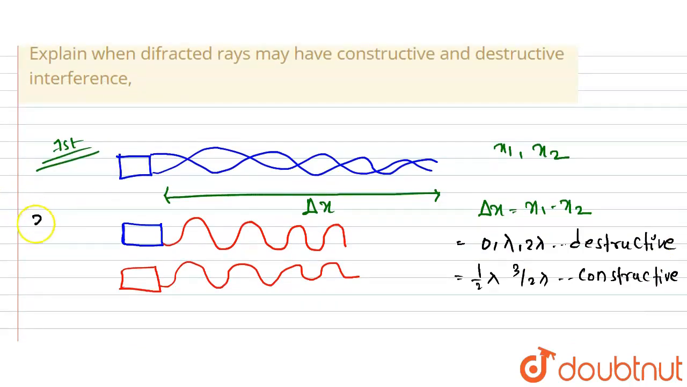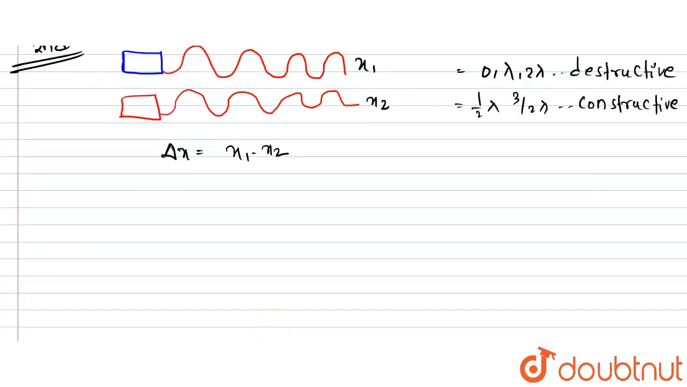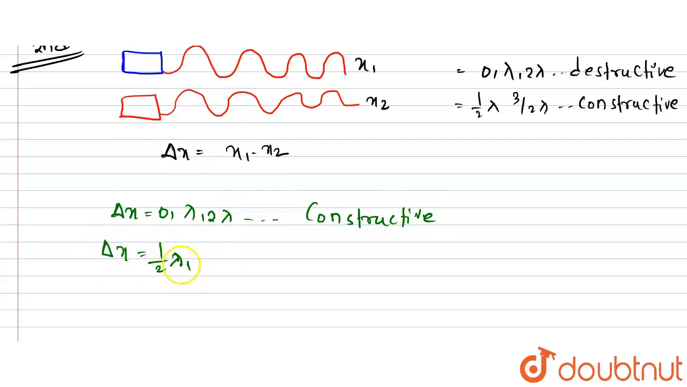But in the second case, when two waves are generating from two different sources but both of these are parallel to each other, then this will be x1 and this will be x2. That means x1 minus x2 in the second case. When we get the value of x1 minus x2, delta x becomes 0, lambda, 2 lambda, so on and so forth, that will be constructive interference. But if you get the value delta x equal to 1 by 2 lambda, 3 by 2 lambda, and so on and so forth, that will be our destructive interference.